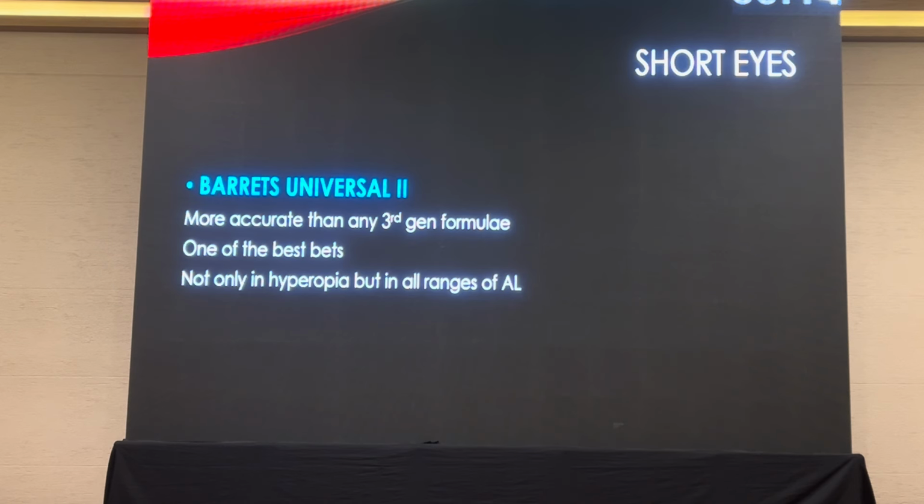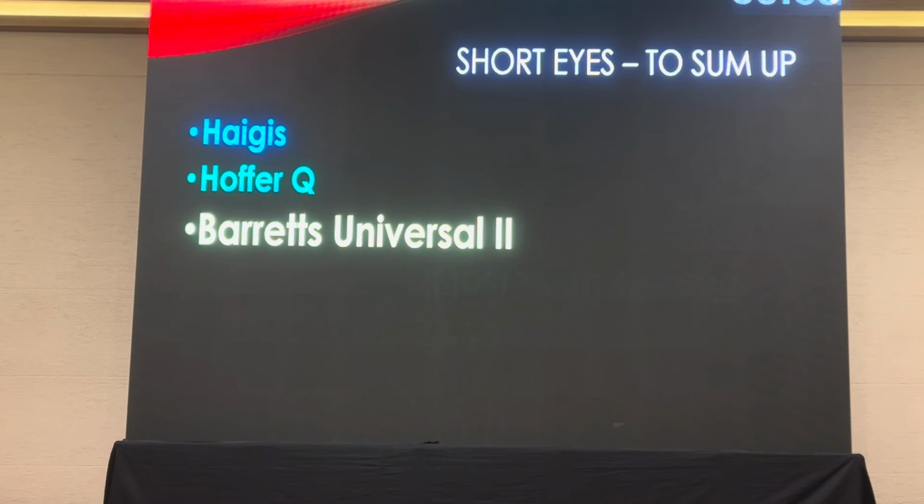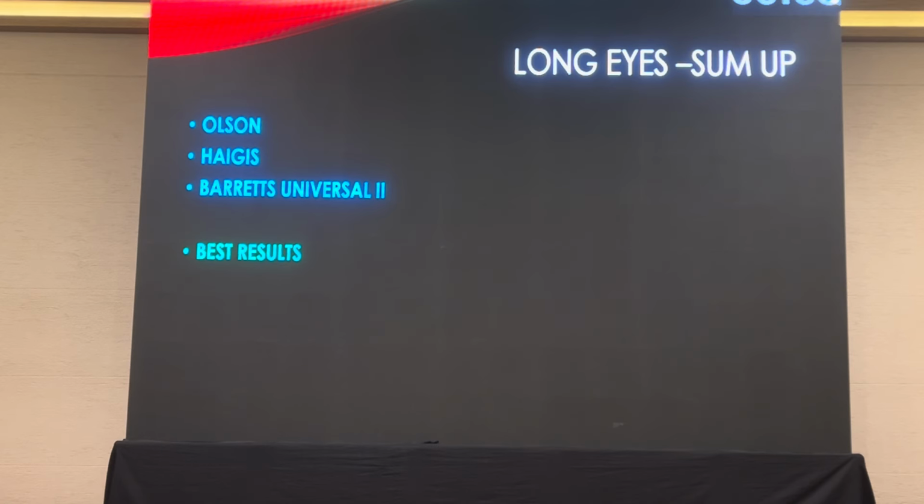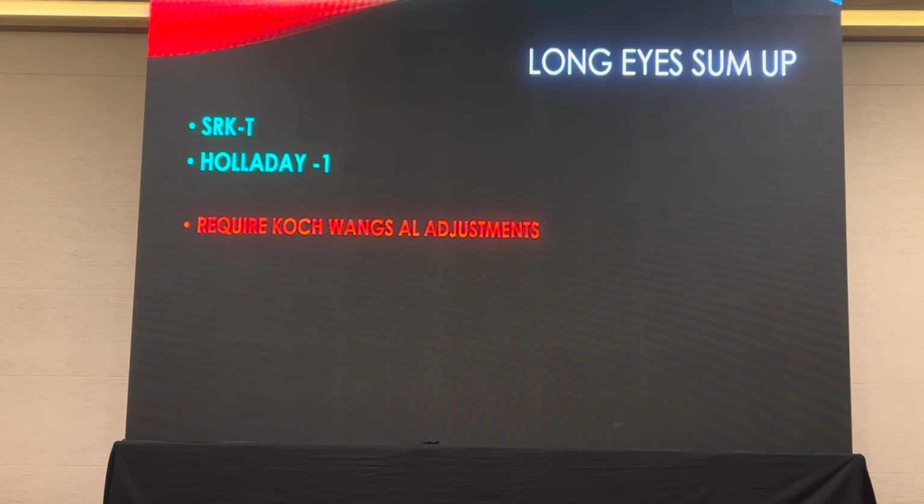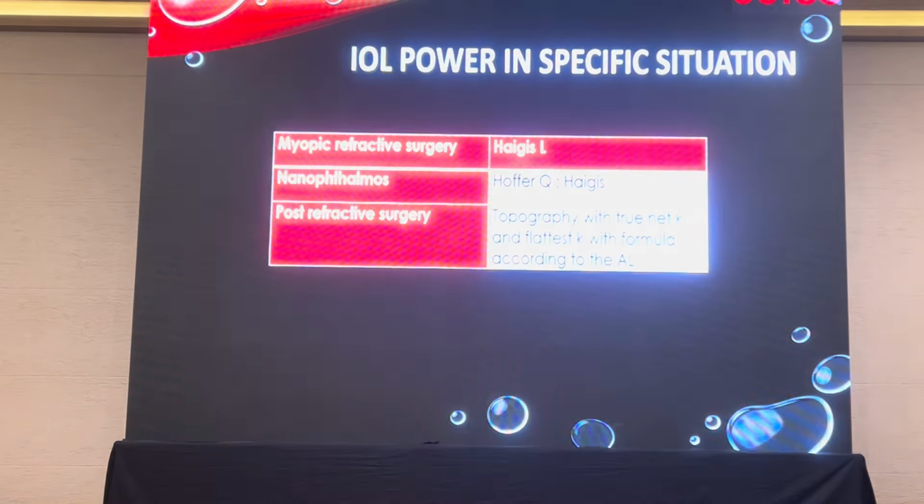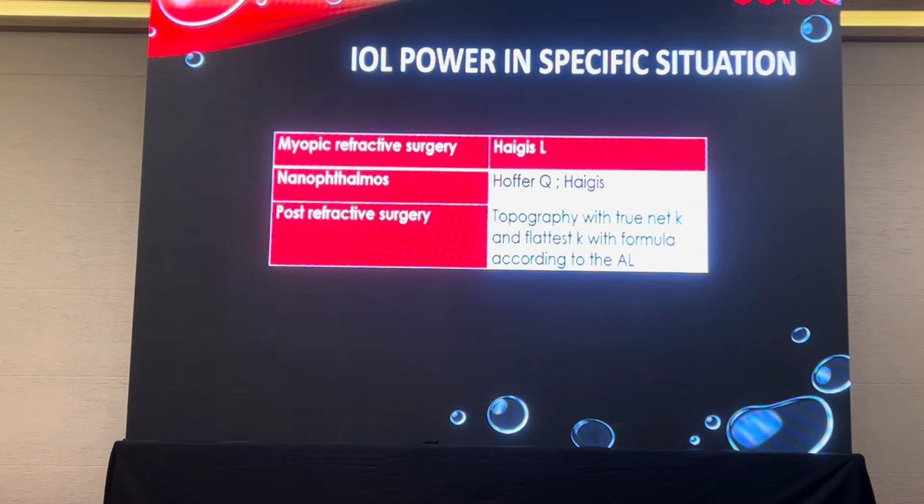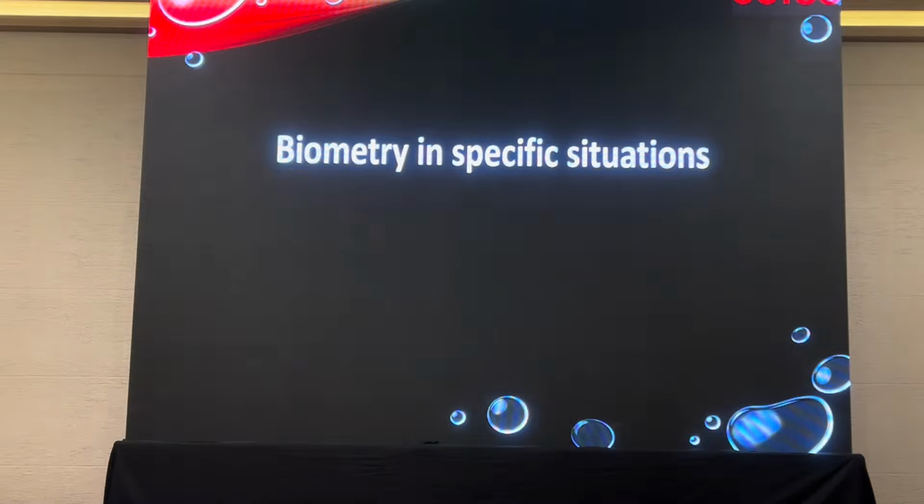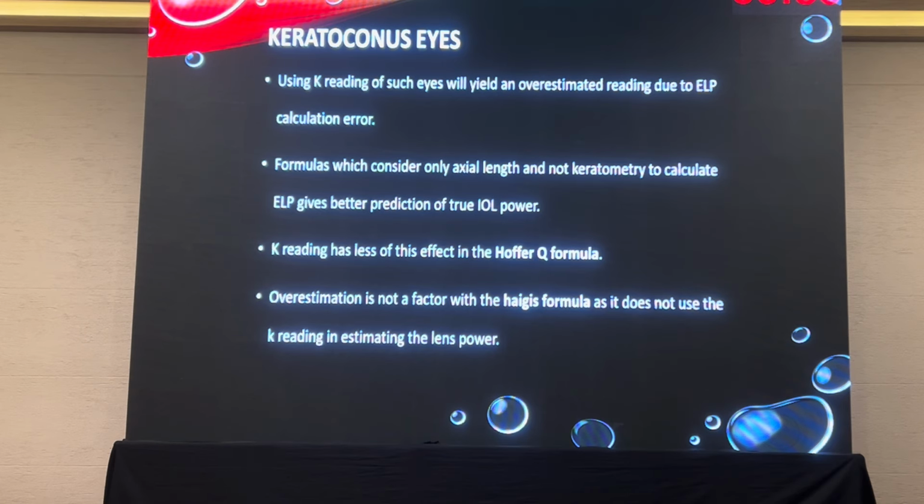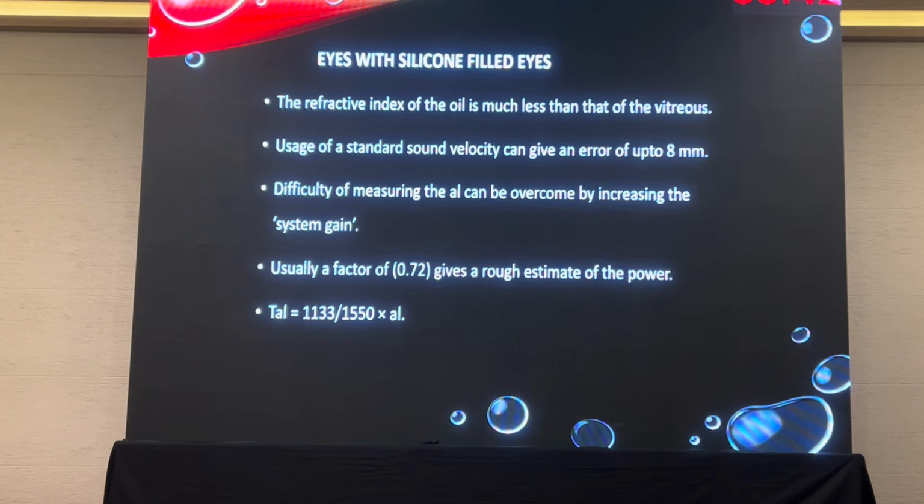Barrett's Universal 2 is more accurate than any third generation formula, one of the best bets. In short eyes, you can use Aegis, Hoffer-Q or Barrett's Universal 2. In a long eye, Olsen's, Aegis and Barrett's Universal 2 give the best results. In long eyes, SRK-T and Holladay can be used with Wang-Koch axial length adjustments. In nanophthalmos again, Hoffer-Q and Aegis can be used. And in post-refractive surgery and keratoconus eyes, use formulae which use the axial length rather than the corneal measurements to predict the effective lens position.